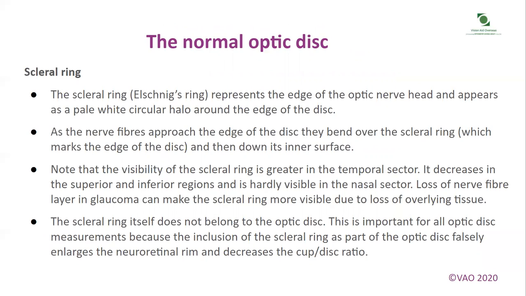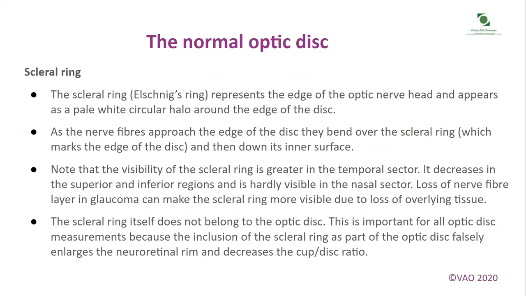In the normal optic disc, there's the scleral ring, or Elschnig's ring, and it represents the edge of the optic nerve head and appears as a pale white circular halo around the edge of the disc. As the nerve fibers approach the edge of the disc, they bend over the scleral ring, which marks the edge of the disc, and then down its inner surface.